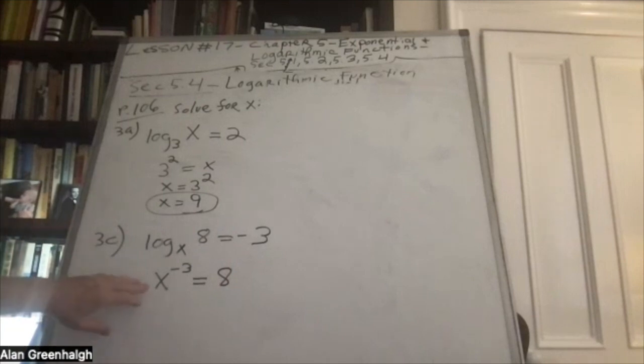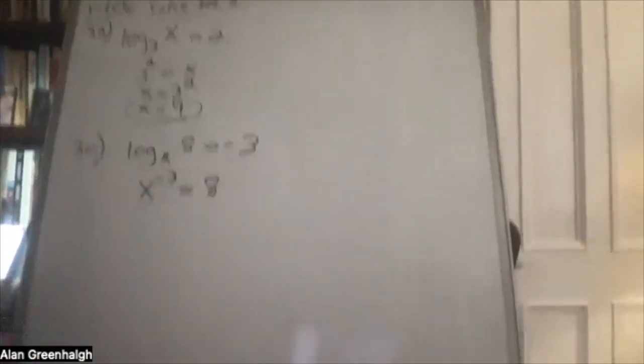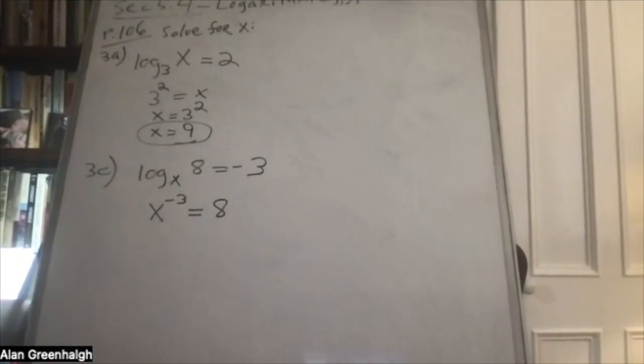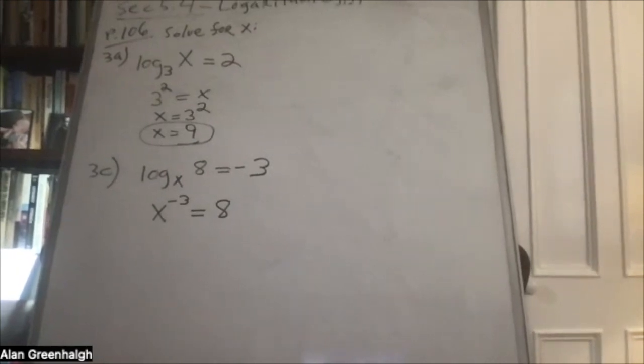In other words, what number raised to the negative third power is equal to 8? Does anybody know how to do this, or at least how to start it? Anybody? All I can think of is since it's a negative exponent, it's 1 over x to the power 3 equals 8. Is that correct?